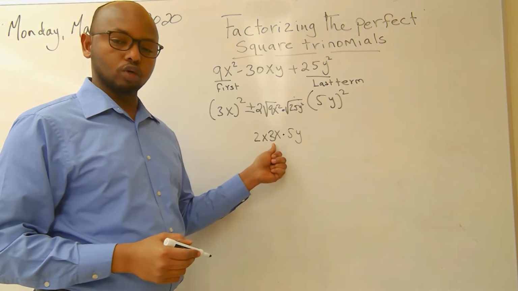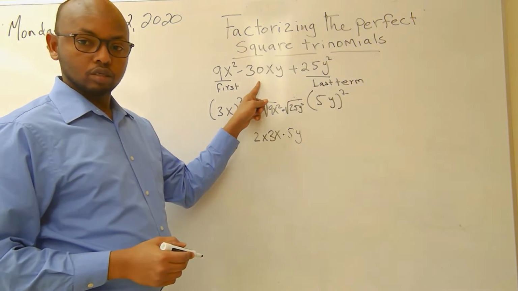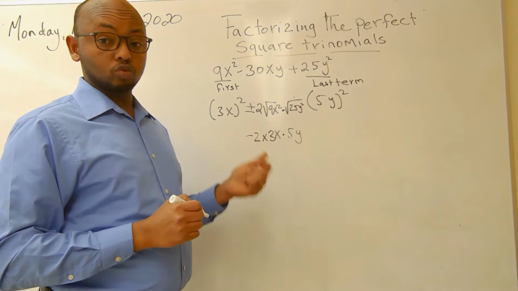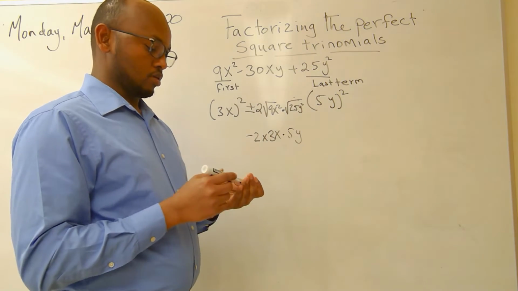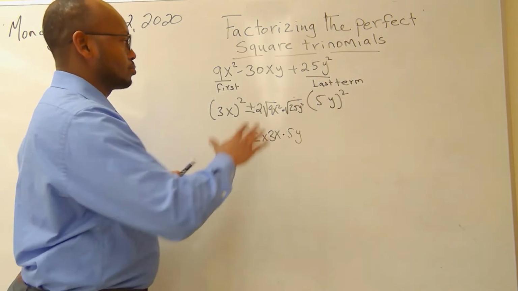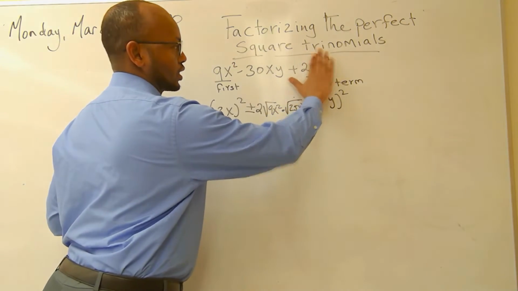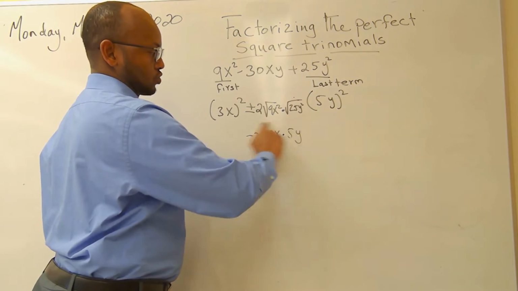If I multiply this, 2 times 3 is 6, and 6 times 5 is 30. We have 30 here. If it's minus, we take minus; if it's plus, we take plus. That is how we work this one. For example, if you are missing the middle part, I use this formula.